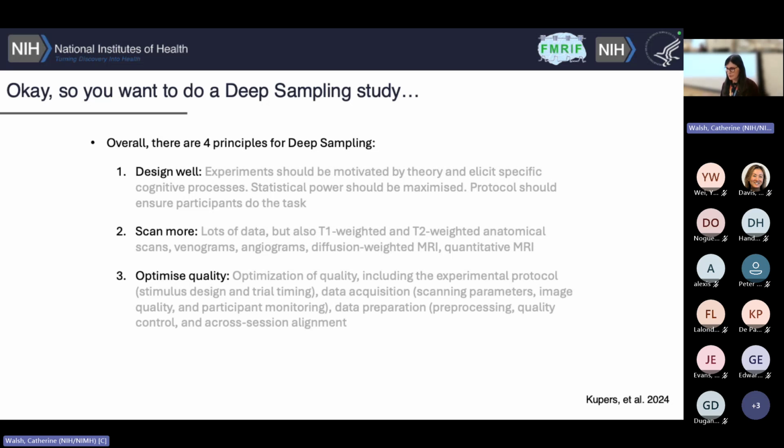You should also make sure that your quality is high. So if you optimize quality, this can include things like experimental protocols, making sure that different people who are collecting data are doing it in the exact same way, making sure the timing is allowing you to analyze those data correctly, and making sure that just the SNR of the scans that you're looking at, the image quality and the participant monitoring are all working properly all the time.